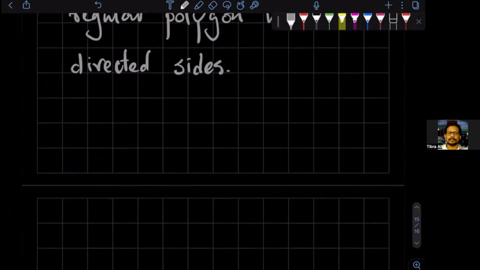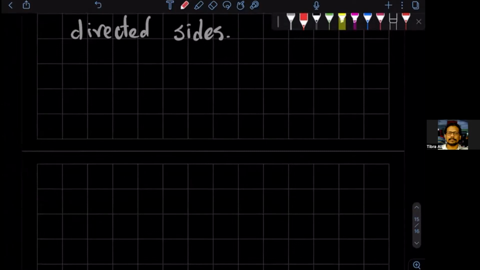So for example, suppose that I have a regular pentagon. Sorry, my drawing is not going to be very good, but you'll get the idea. So this is a regular pentagon of sorts. It's supposed to be regular, and it has directed sides, meaning that the sides have a given direction in the same sense. So the symmetry group of this object is C5.